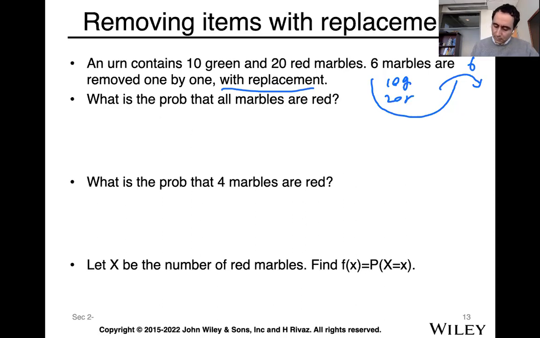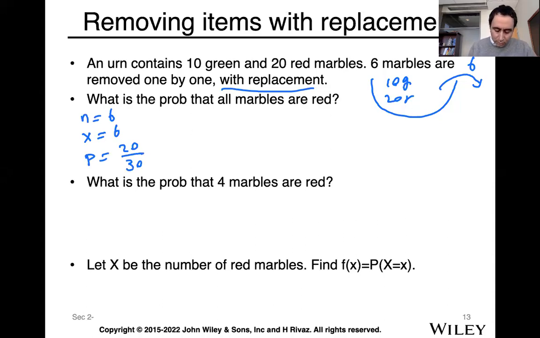So I'm removing 6 marbles. So n is 6. The number of trials is 6. I want all marbles to be red, so that means that my x is also 6, right? And what's the chance of success? I have 20 red and 10 green, so P is 20 divided by 30, right?